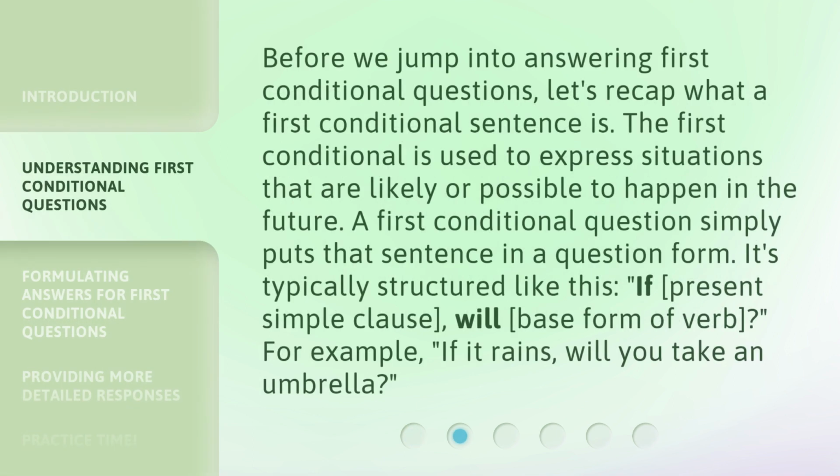Before we jump into answering first conditional questions, let's recap what a first conditional sentence is. The first conditional is used to express situations that are likely or possible to happen in the future. A first conditional question simply puts that sentence in a question form. It's typically structured like this: if, present simple clause, will, base form of verb. For example, if it rains, will you take an umbrella?